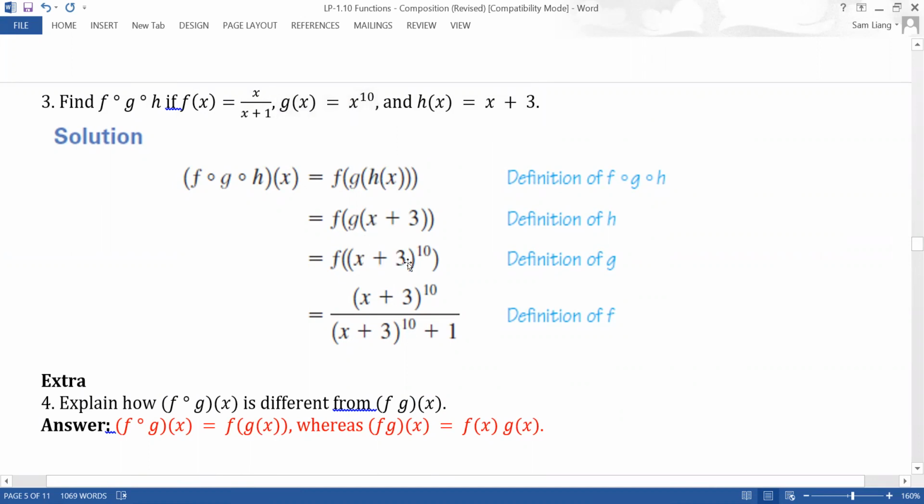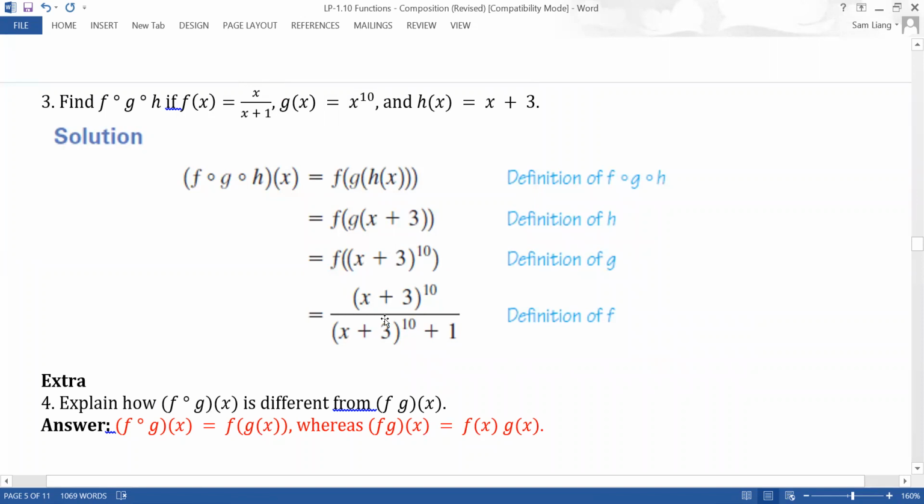That's this part here. And then we're going to plug this into f, right? So just replace x with this, x plus 3 to the 10th power. And we're going to get x plus 3 to the 10th power divided by x plus 3 to the 10th power plus 1. And that's your final answer for question 3.